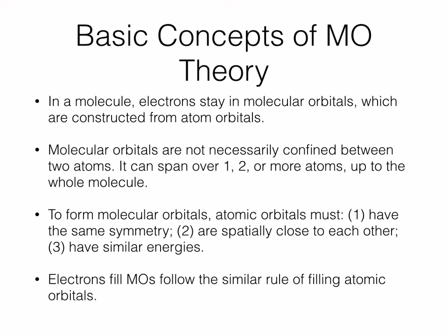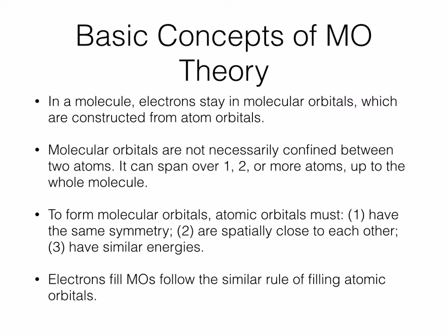All right, first of all, let's quickly go through the basic concepts of MO theory. Now, the MO theory is very different from the Lewis dot structure or the hybridization orbital theory that you are probably more familiar with. The basic ideas here are the following. First of all, in a molecule, electrons stay in so-called molecular orbitals. Those molecular orbitals are made from linear combination of atomic orbitals. Those atomic orbitals would be the ones that are associated with each of the atoms that make up the molecule.